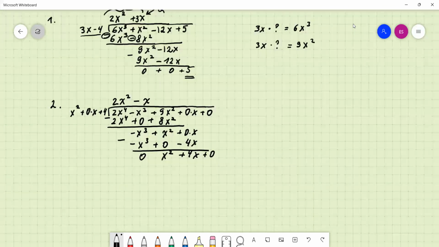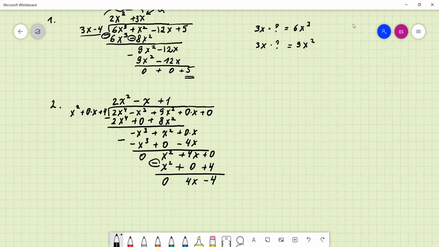By what we'll need to multiply x squared to get just x squared? Oh, just by 1, right? So I'm just going to copy x squared plus 0 plus 4 over here and do subtraction. Here I'm going to get 0. Here 4x, because I'm kind of subtracting nothing. And here I'm going to get minus 4. Why? Because we are subtracting, right? There is a minus here. Well, I think I'm done with my subtraction.